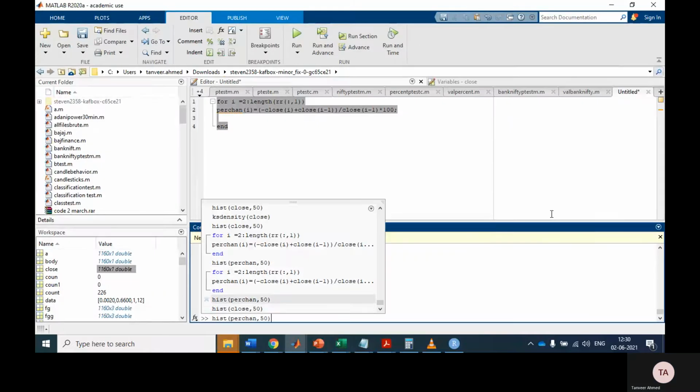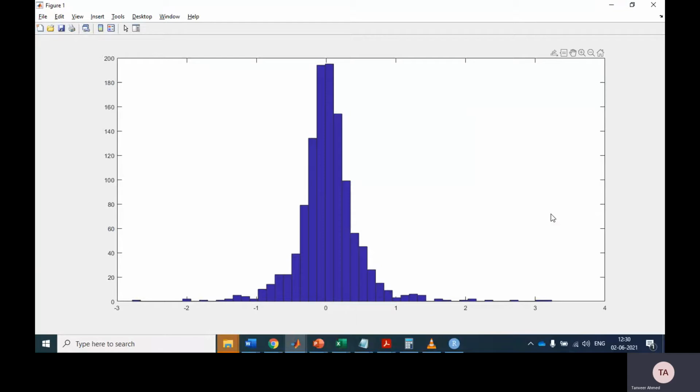However, if I check the distribution of the percentage change, it's coming out to be a normal distribution. That could indicate a few things. Most things in the real world are normal. That's why percentage change is also becoming normal. Well, I don't believe that.